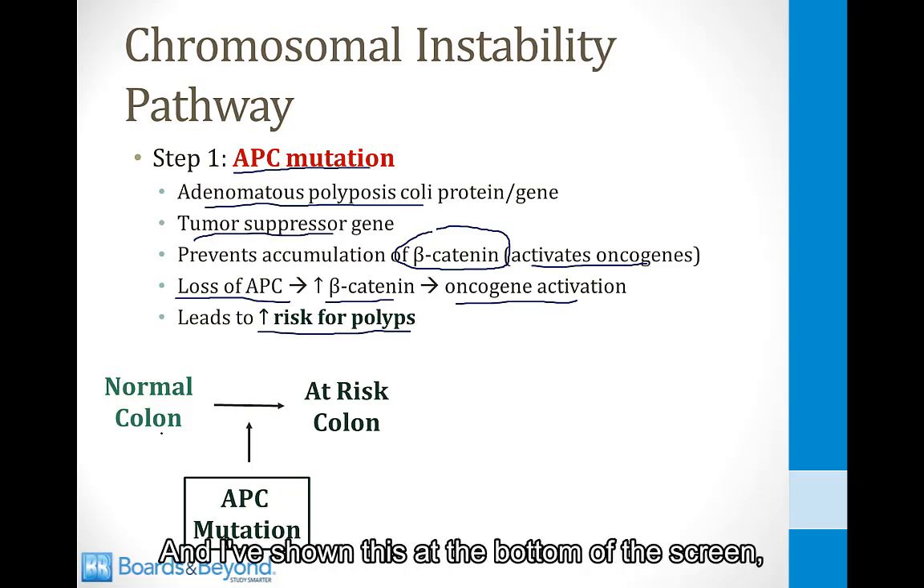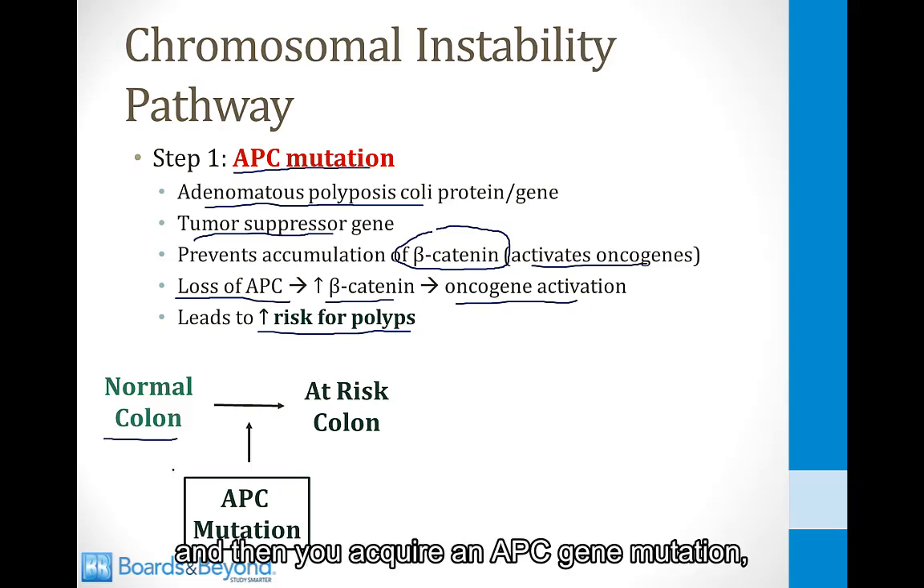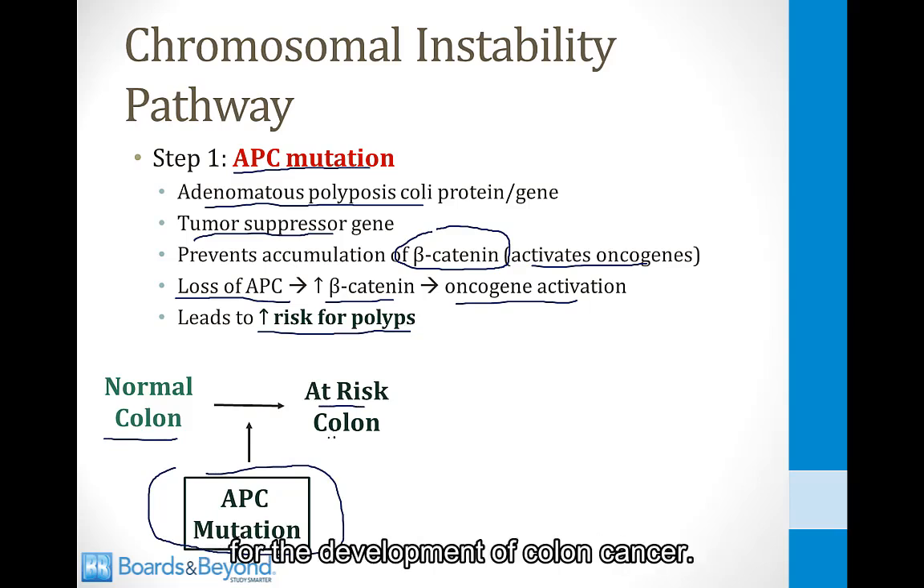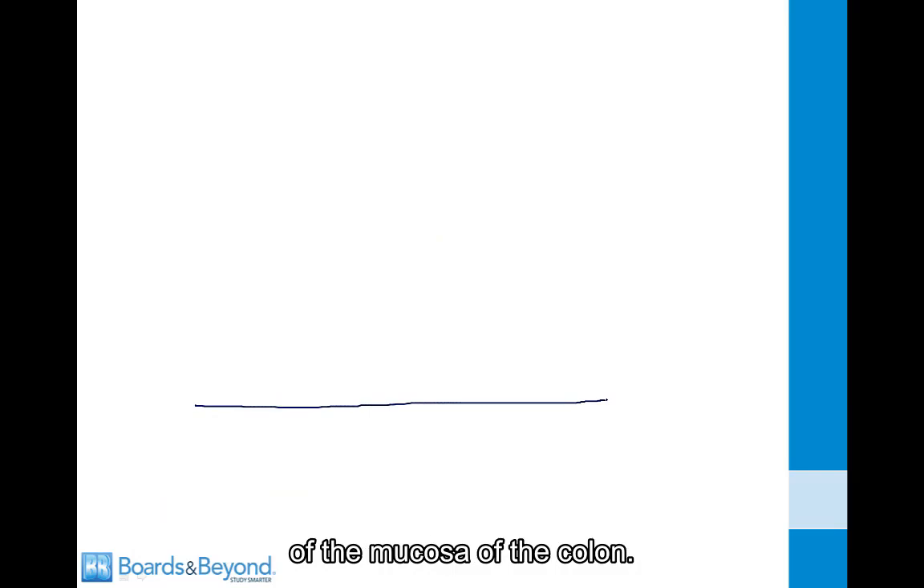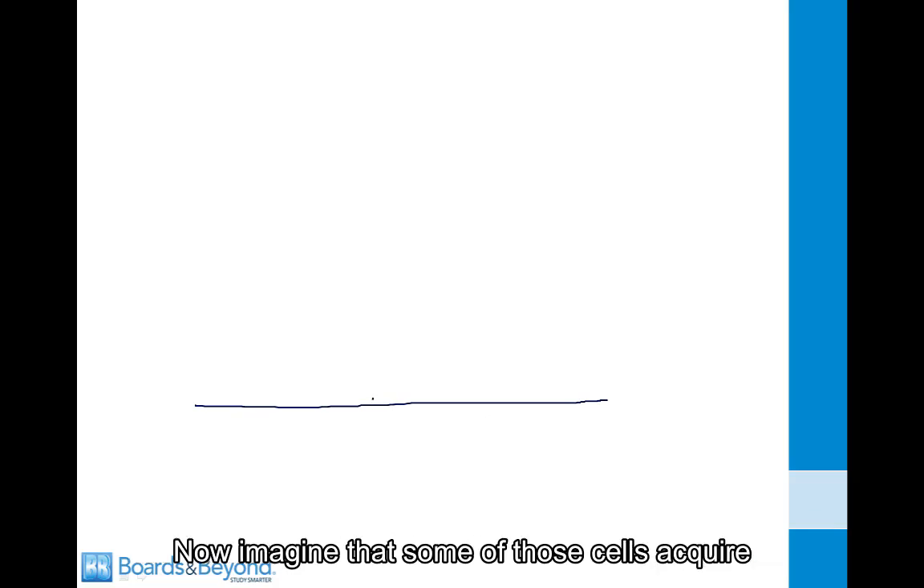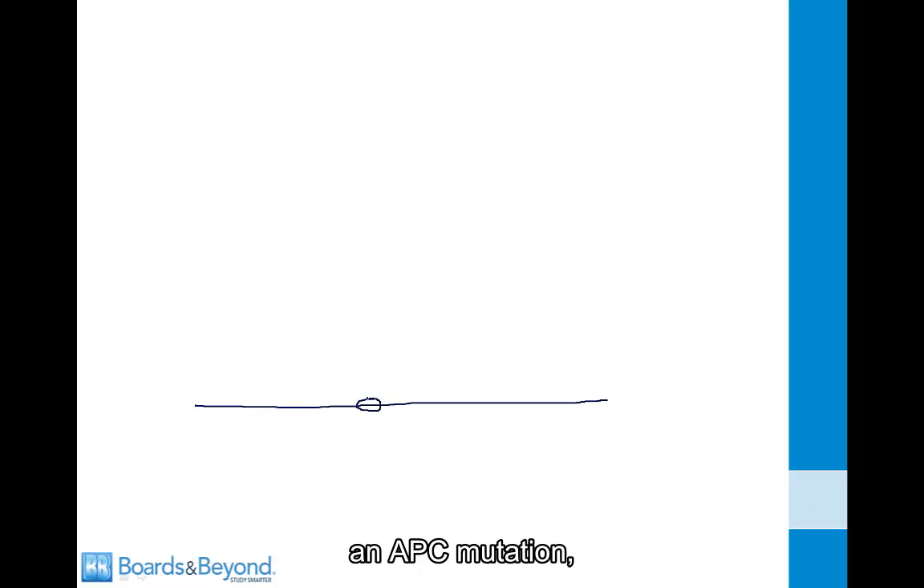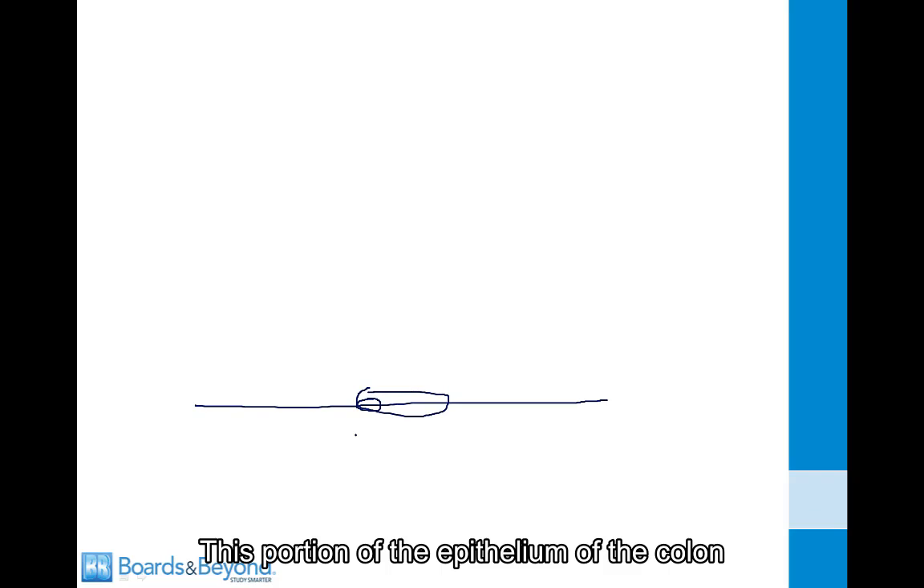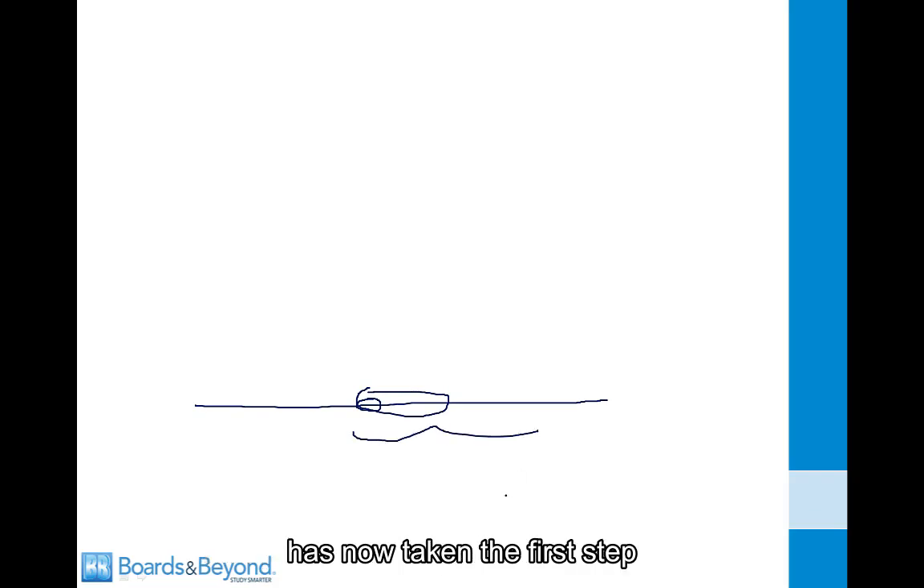And I've shown this at the bottom of the screen. You begin with a normal colon, and then you acquire an APC gene mutation, and now you have a colon which is at risk for the development of colon cancer. So to understand this, imagine that we have a normal portion of the mucosa of the colon. Remember that those epithelial cells are constantly sloughing off and being regenerated. Now imagine that some of those cells acquire an APC mutation. That cell will then begin copying itself, and we'll get a collection of cells here that all have the APC mutation. This portion of the epithelium of the colon has now taken the first step towards development of colon cancer.